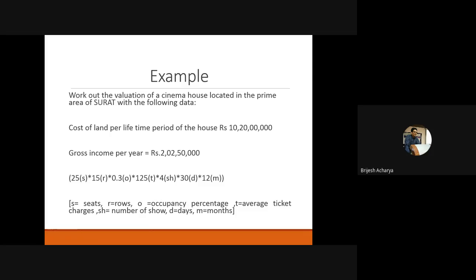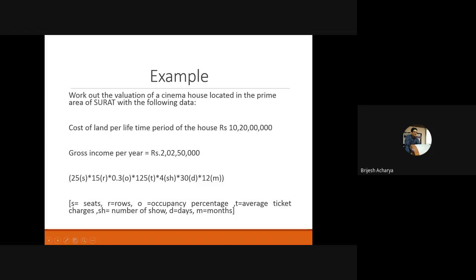And the gross income per year for this particular cinema house, I have computed like this. Let's say there are 25 seats in a row, and 15 rows. Just see this line above on the slide: 25 seats, 15 rows. Occupancy is 30% only; I have assumed that the occupancy of the theater is 30%. The ticket rate is 125 rupees. There are 4 shows, 30 days and 12 months. Based on that, the gross income per year comes out to be 2 crore and 2 lakh rupees. So the cost of land is 10 crore 20 lakh, and the gross income per year from running this particular cinema is 2 crore and 2 lakh rupees.